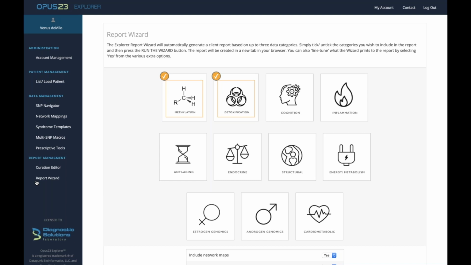The game is changing, and we're either going to change with it, or the people who come trained behind us, like you were, Ralph, and you were, Dr. Boyd, are going to just leave us all in the dust. So hopefully this construct in Genomic Insights with Opus23 Explorer helps us all get there.